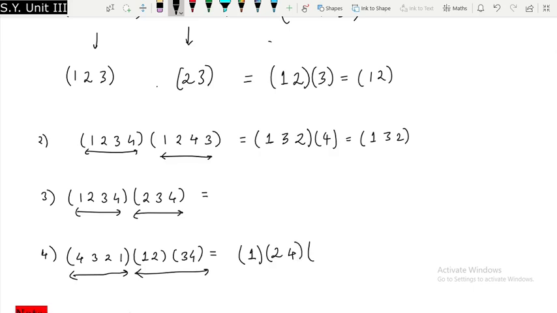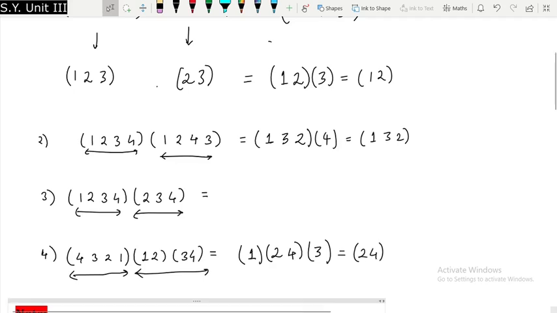Now which is the element that is missed? 3. So therefore we'll start with 3. So 3 is mapping to 4 and 4 is mapping to 3. Therefore 3 is mapping to what? 3. So this is our element 2, 4, right? Because writing this and writing this is one and the same. So according to the context, it is understood that 1 is mapping to 1 and 3 is mapping to 3.